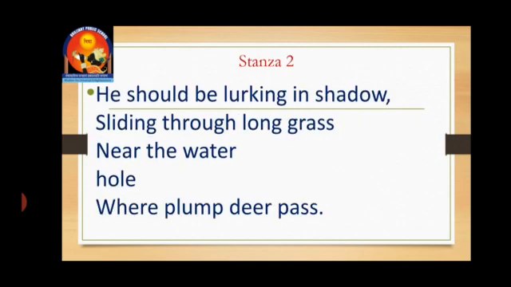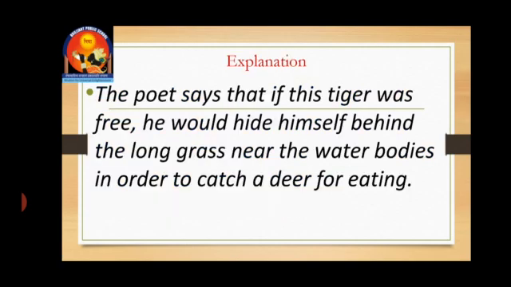Stanza 2. He should be lurking in shadow, sliding through long grass, near the waterhole where plump deer pass. In the next stanza, the poet says that if this tiger was free, he would be in his natural habitat, and there he would hide himself behind the long grass near the water bodies in order to catch a deer for eating, because we know that in the forest the deer and other animals come to the water bodies for drinking water.